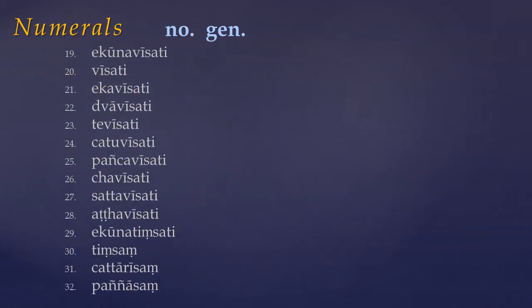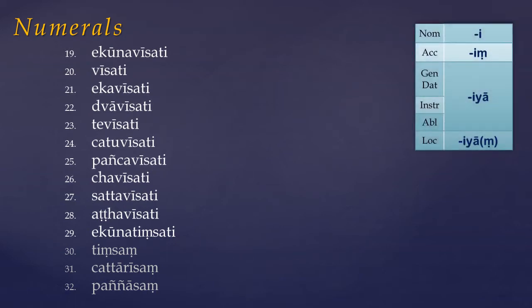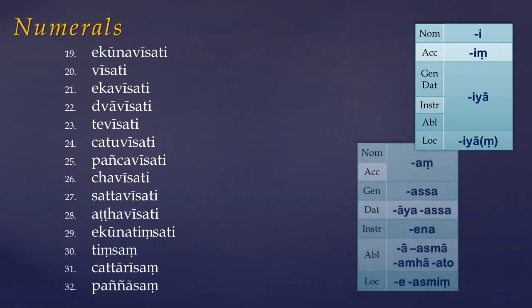Technically, from 19 onwards, numbers are classed as nouns rather than adjectives. Those whose stem ends with an i decline as feminine nouns, and those that end with a niggahita decline as neuter nouns. However, they still all generally take the same case as the nouns that they describe, although they keep the same gender and number.